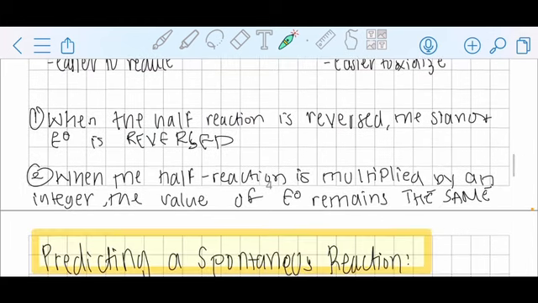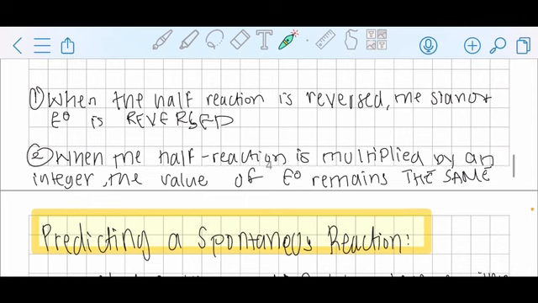When the half reaction is reversed, the sign of E is also reversed. But when the half reaction is multiplied by any integer, the value of E remains the same.